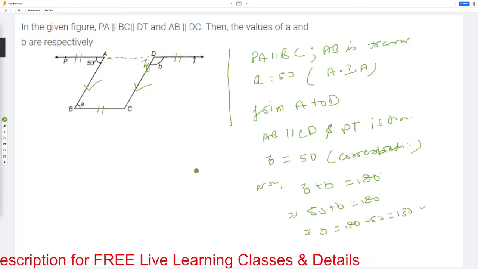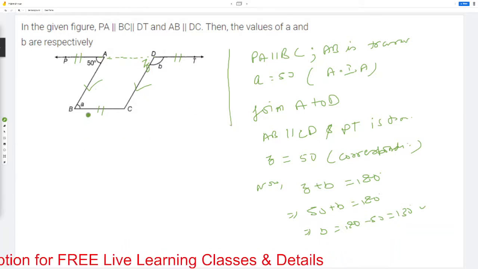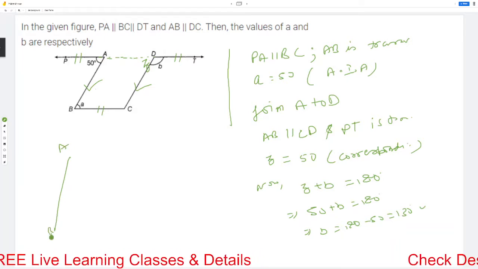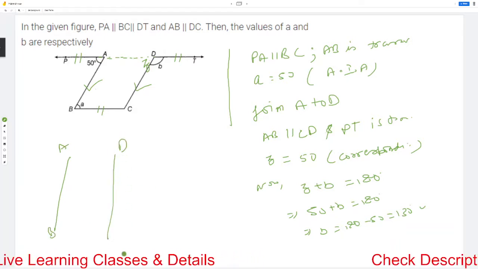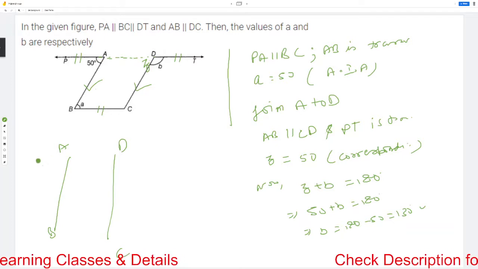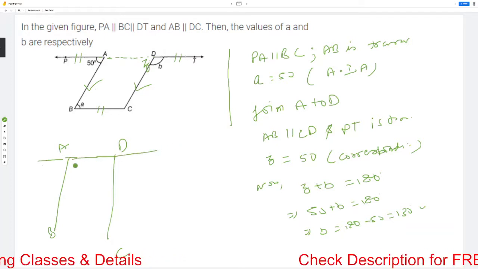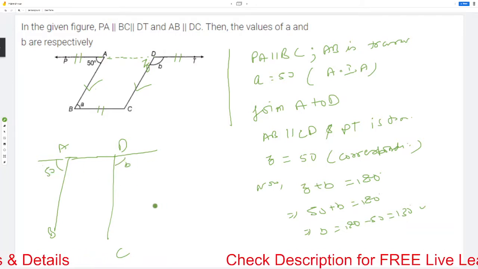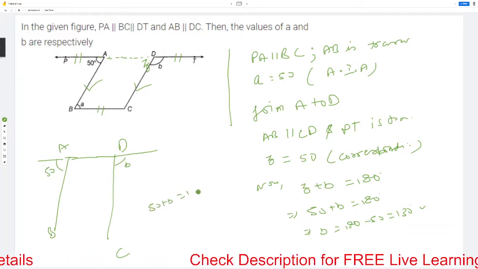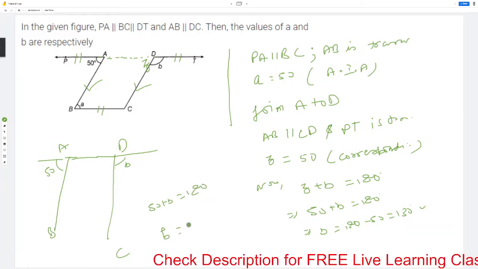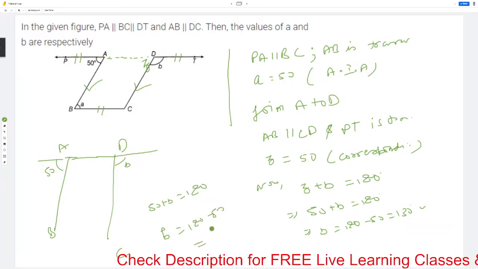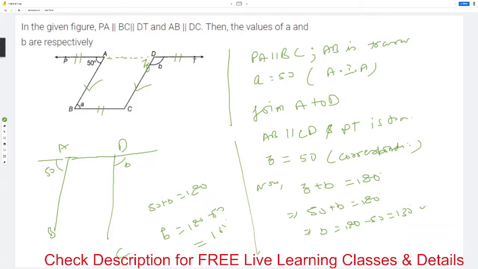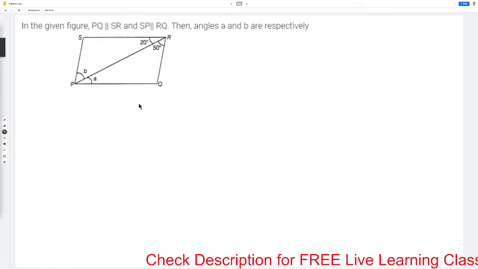If we want to solve it, we can also solve it by the co-exterior property. Let me redraw it: A, B, D, C. Let's say this is the transversal. It is 50 and it is B. So by the property of co-exterior angles, 50 plus B must be 180. B equals 180 minus 50, which equals 130 degrees. So by both methods you can find the answer, whichever suits you. So this question can be solved very easily.